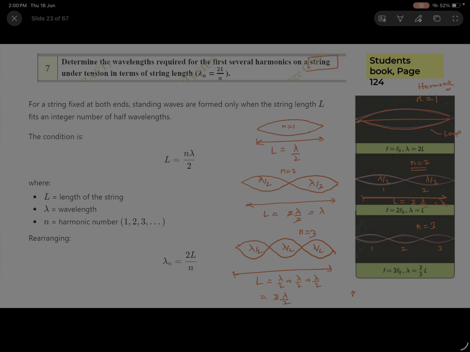So when there are n number of harmonics, what will be L? n lambda by 2. It means you have to multiply that n with lambda by 2. So this is the formula, where n can be 1, 2, 3, 4 like this. Now if I say calculate lambda from here, this 2 will multiply with L, so it will become 2L by n. Here n means lambda 1, lambda 2, lambda 3 like this. This is the formula you have to apply for the string.